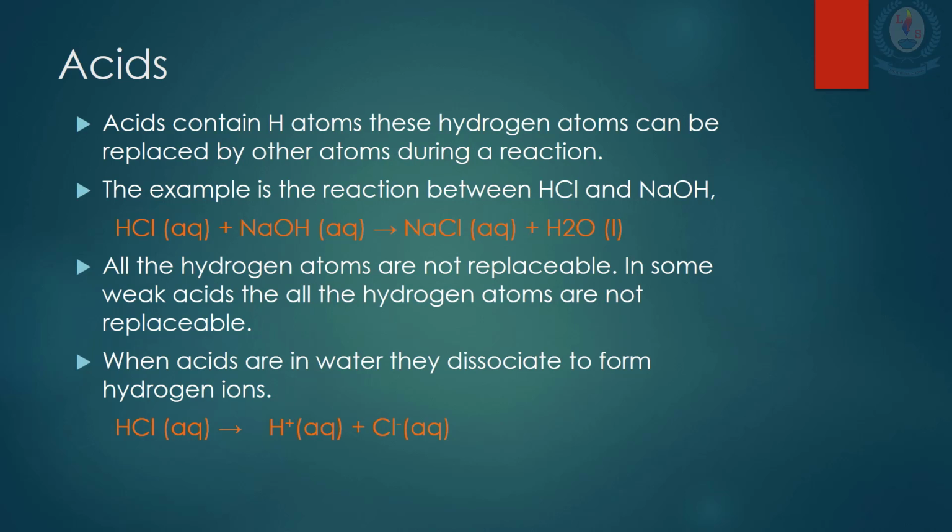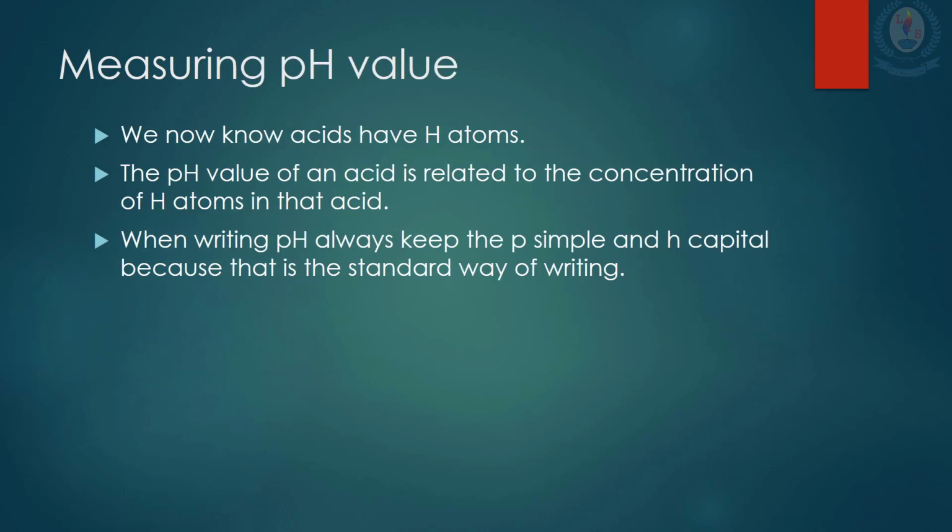Normally when acids are in water, they dissociate. So they dissociate and form some ions. If we take hydrochloric acid, it will form hydrogen ion and chloride ion. That is what happens when acids are put into water. Acids in water. Okay, so measuring the pH.